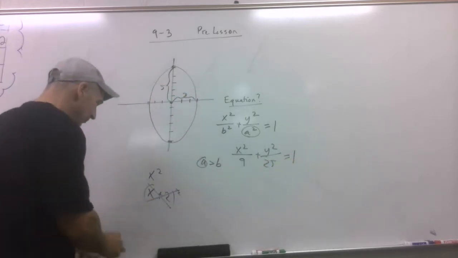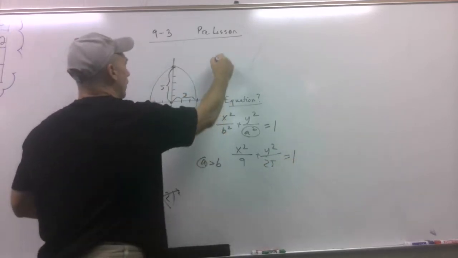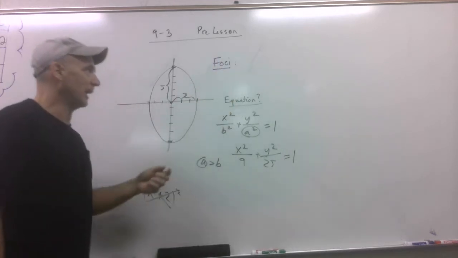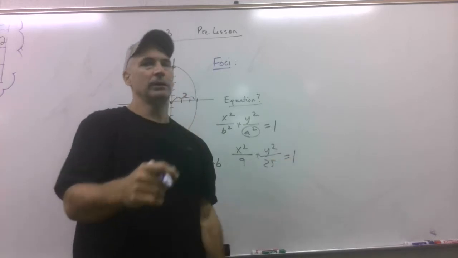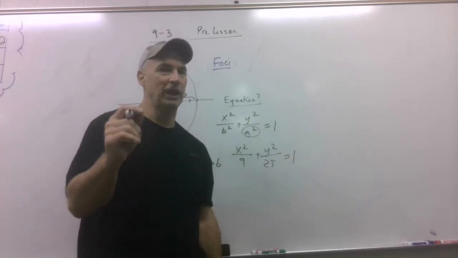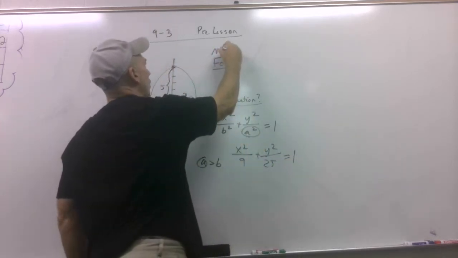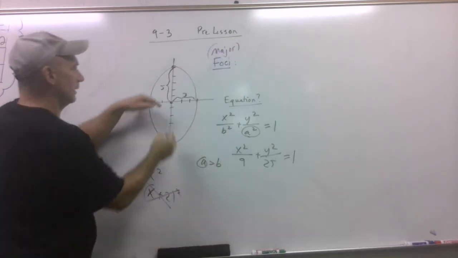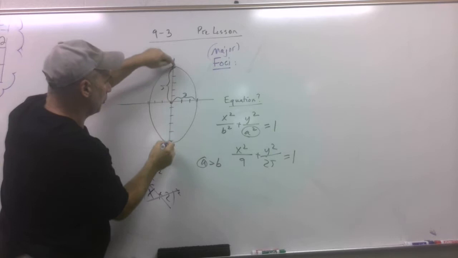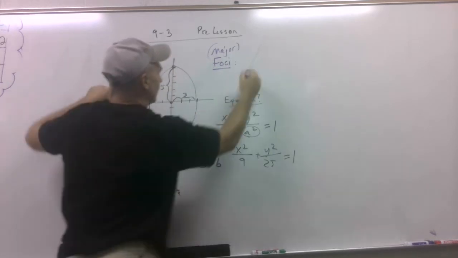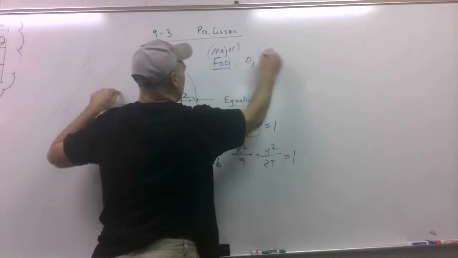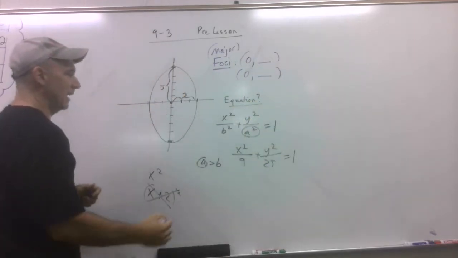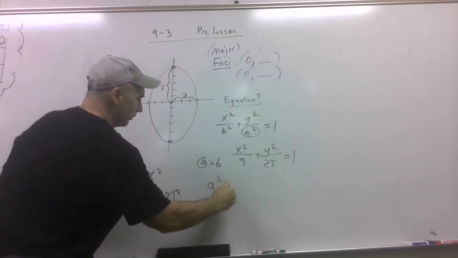Now they might ask you, where are the foci? Remember, the thing I forgot, and then remembered in the pre-lesson, was that the foci are always, always, always on the major axis. What does that tell me? It tells me it's going to be on the y portion. So that means it's going to be 0, comma something and 0, comma something else. Where am I going to find that? Well, that's why you were given this formula.